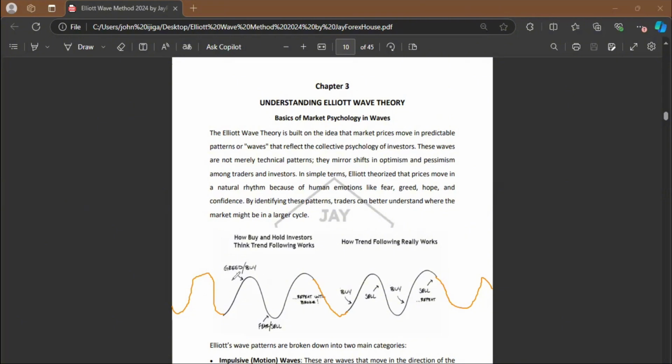So greedy people who are ignorant buy at this point and then sell at this point. While experienced traders follow the trend and know the trend. When you know the trend, you think like an investor, and then follow how the trend really works. So we sell at this point and we buy at this point.